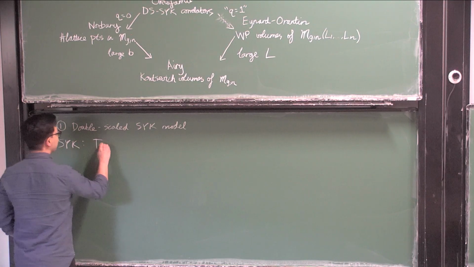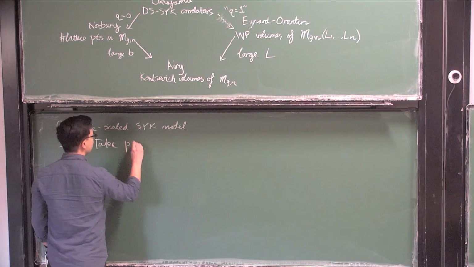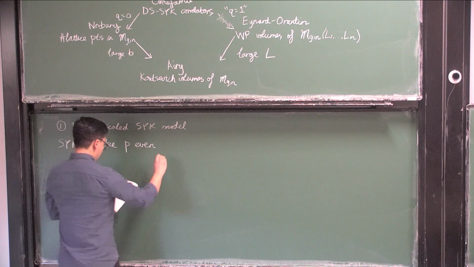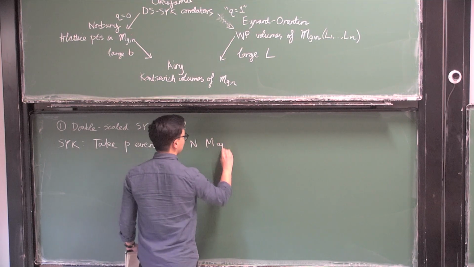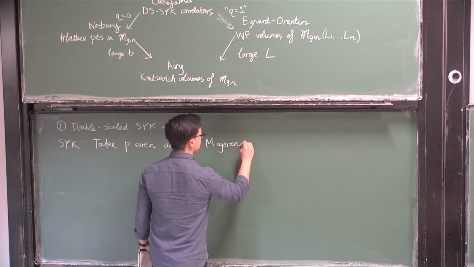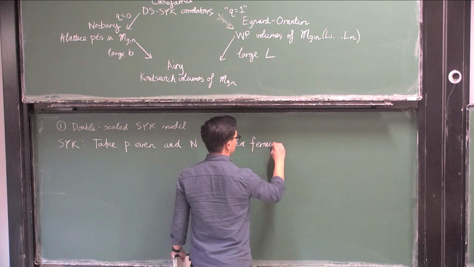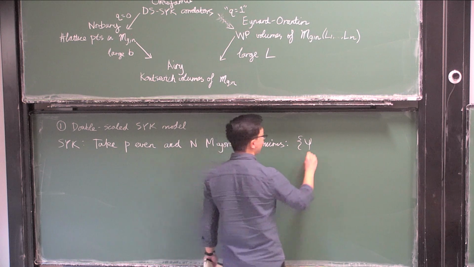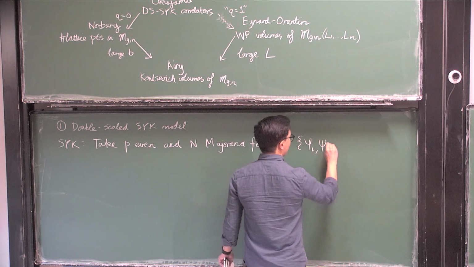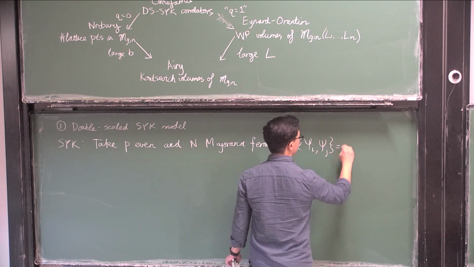So what we do is we start by taking some even positive integer, and we take n Majorana fermions. What that means is we have psi 1, psi 2 up to psi n, and they satisfy this very simple anti-commutation rule.